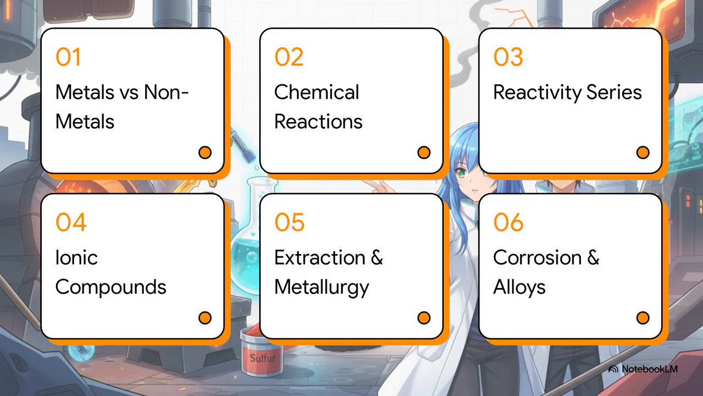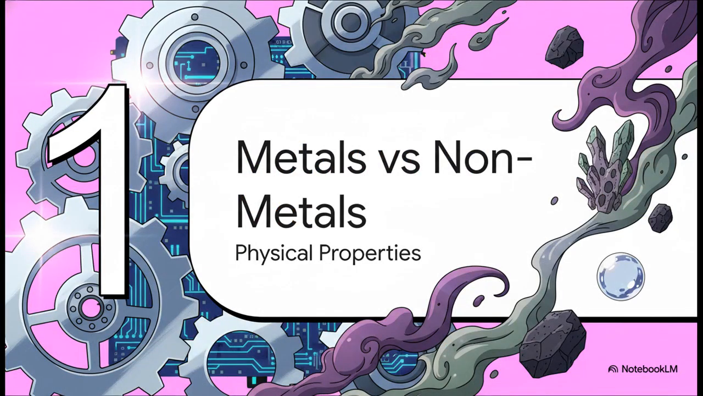Here is our roadmap for today. First, we'll cover metals versus non-metals basics. Second, chemical reactions unlocked. Third, the Reactivity Series. Fourth, Ionic Bonds and Compounds. Fifth, Extraction and Metallurgy. And finally, Corrosion and Alloys. Let's get to it. Starting with Section 1, Metals versus Non-Metals Basics.